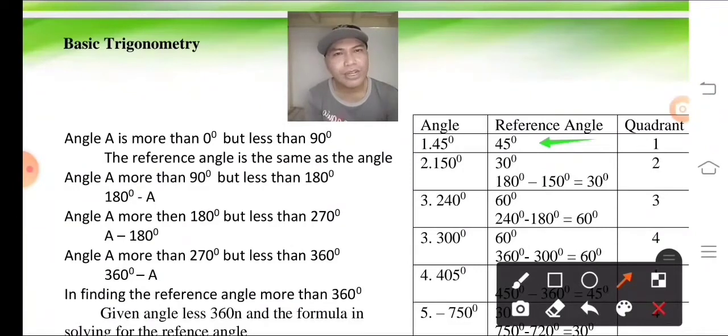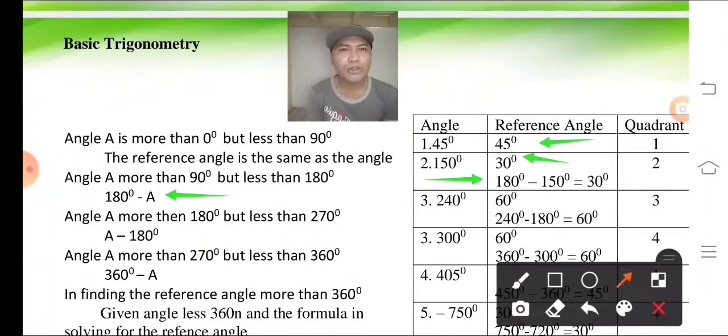If angle A is more than 90 degrees but less than 180 degrees, we can make use of this formula: 180 degrees less the given angle. So if we have 150 degrees, that is 180 degrees minus 150 degrees. So the result is a 30-degree angle. So the reference angle is a 30-degree angle.